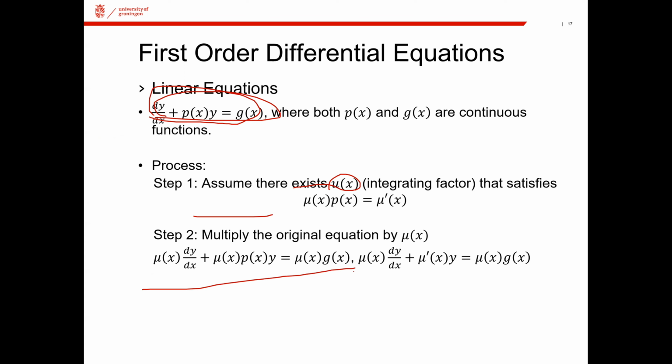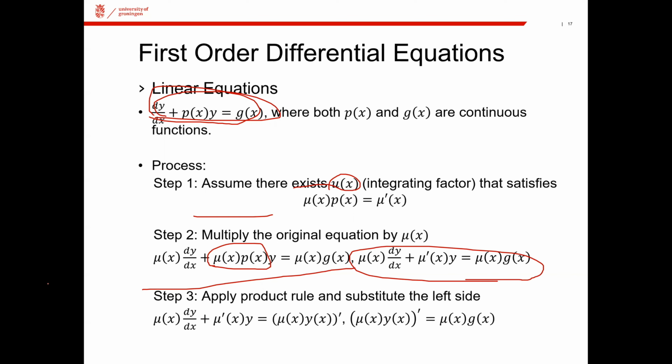And then we can just substitute this part with the derivative of mu(x). That is from the first step. And then we have the equation here.